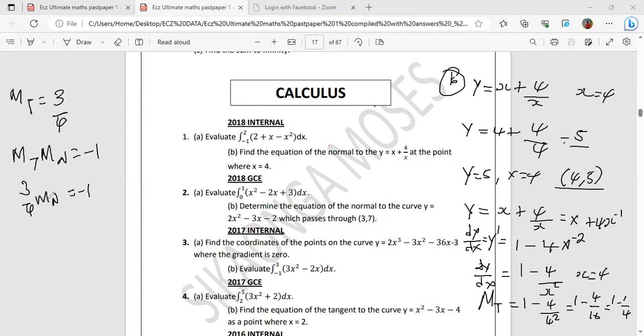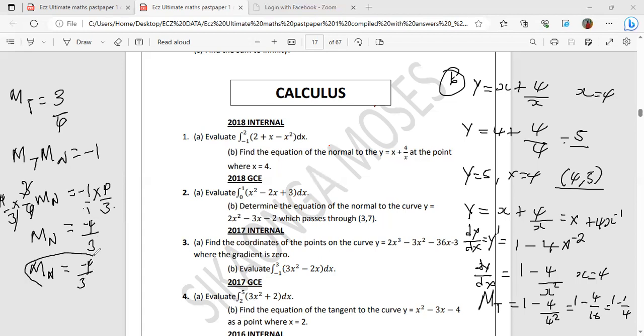So for us to get rid of this so that we leave mn, the gradient of the normal, alone, we multiply by 4/3 on this side and on this side. So this and that will go. We say mn equals -1 times 4 to give us -4, over 1 multiplying a 3, which gives us 3. So this means that our gradient of the normal is simply -4/3.